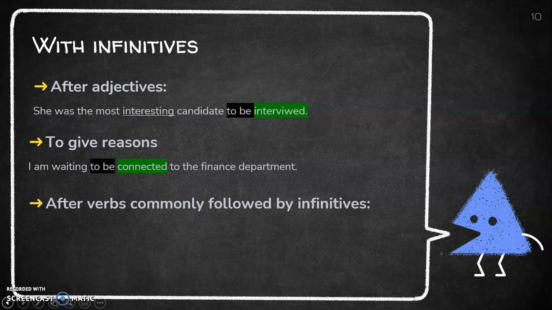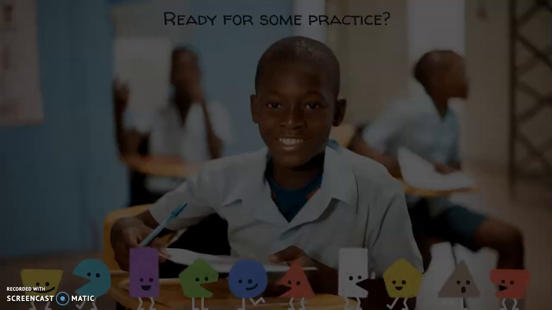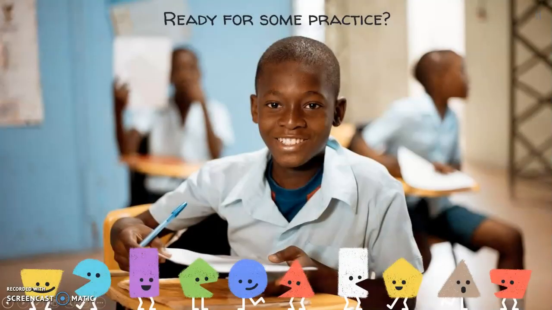After verbs commonly followed by infinitives. As with the ing forms, we also have verbs that are normally followed by infinitives, like hope. I hope to be sent to the conference. If the verb that is following hope is also in passive voice, we need to transform the be and put it in infinitive. These are some of the most typical verbs followed by infinitives. Ready for some practice?